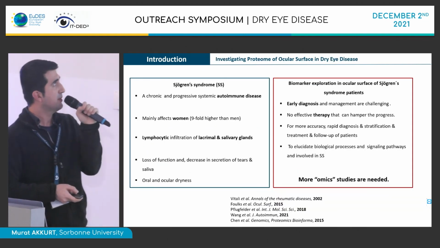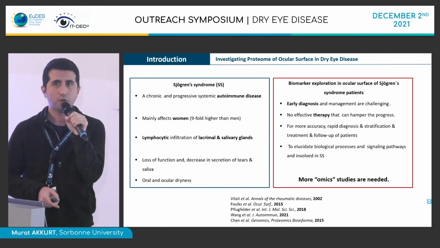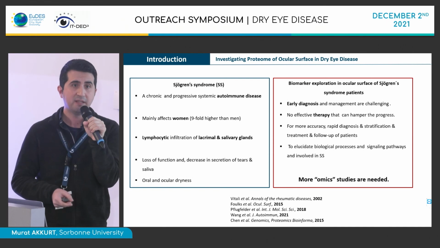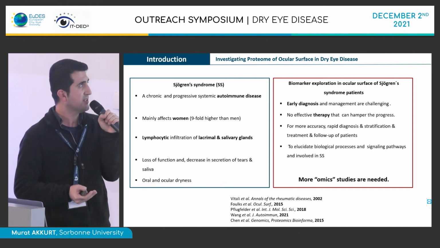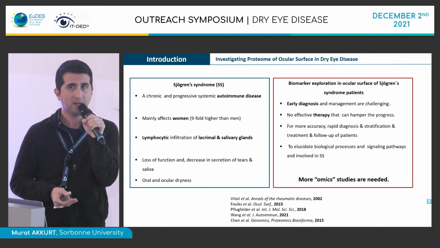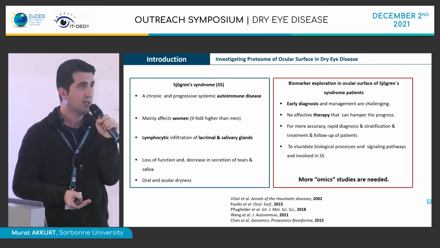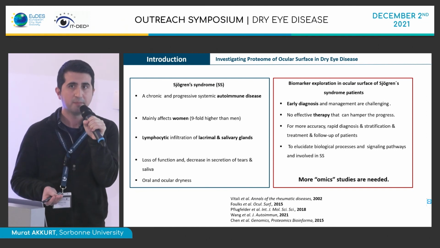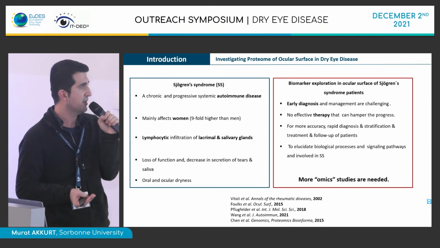So briefly, Sjögren's syndrome is a chronic progressive autoimmune disease, and it mainly affects middle-aged women. It is characterized by lymphocytic infiltration of the lacrimal gland and salivary gland, and as a result, there is no secretion of tears and saliva, and patients have oral and ocular dryness.